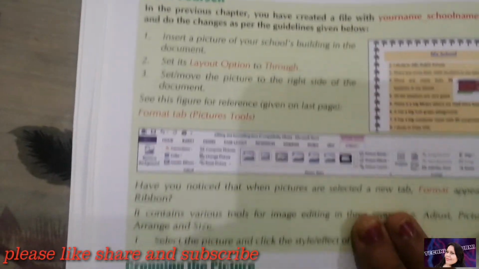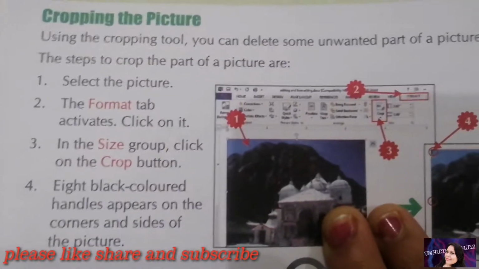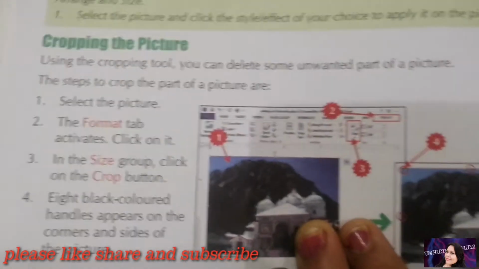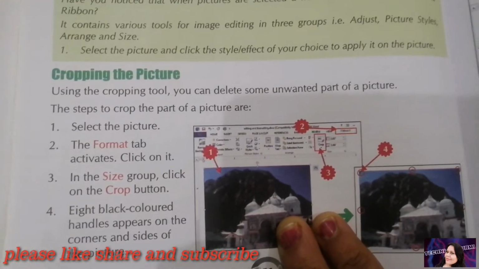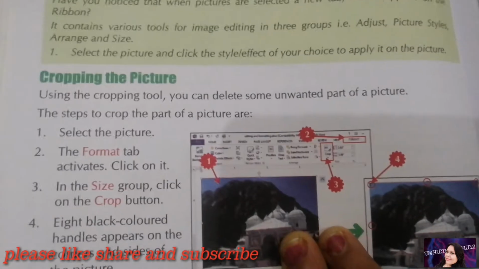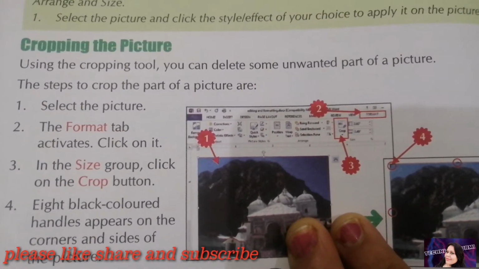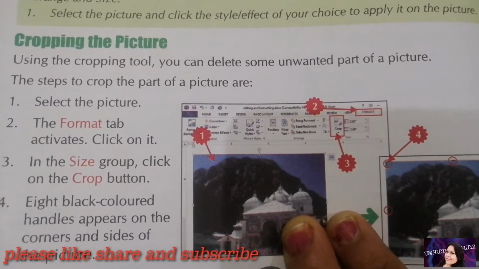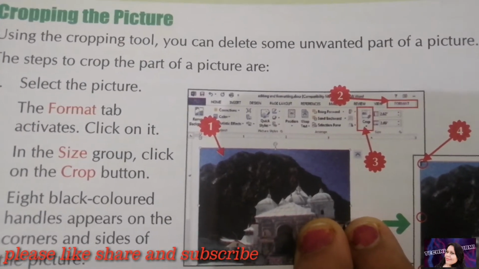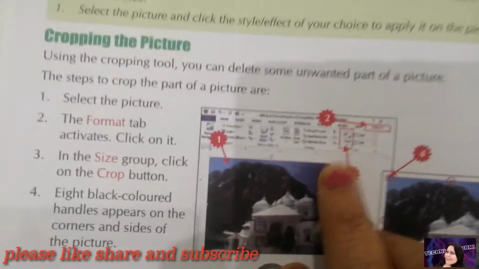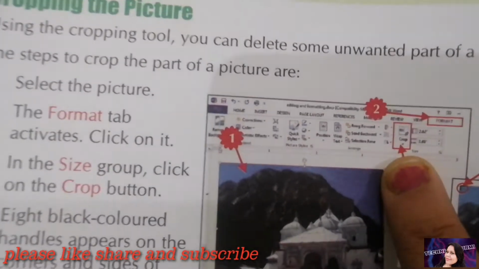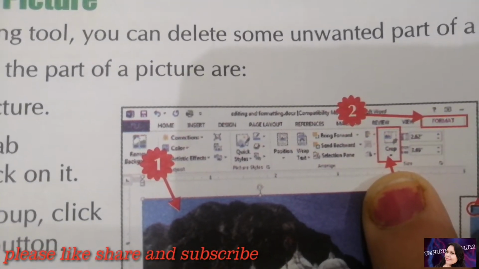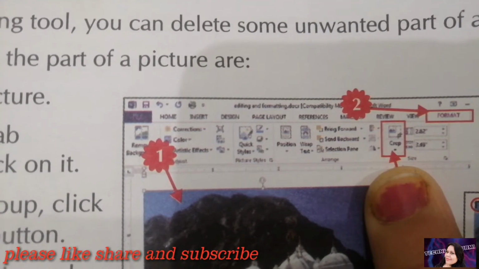Next is cropping the image. What do we mean by cropping? Cropping is a tool that provides a facility to delete unwanted parts of a picture. If you want to remove an unwanted part of a picture, then you can use this cropping option. Just go to your Format option. When you click on the Format tool, you can see there a Crop option. I hope you can see it easily.